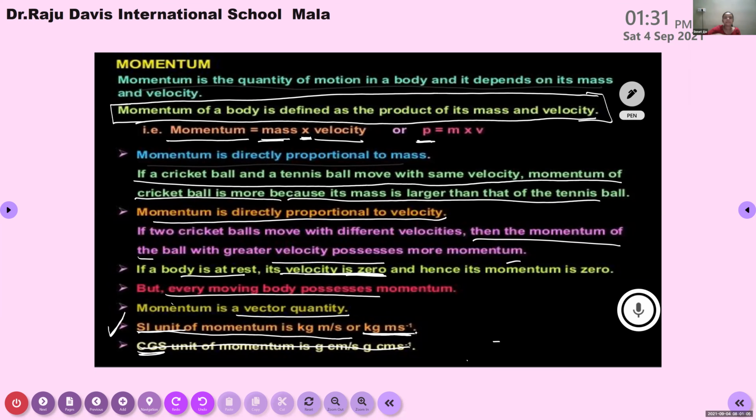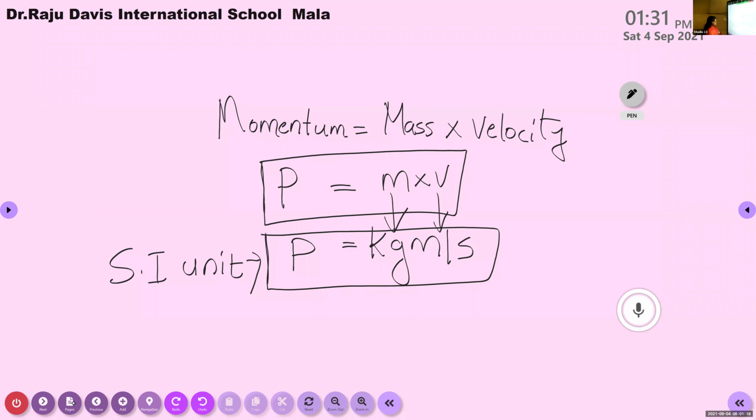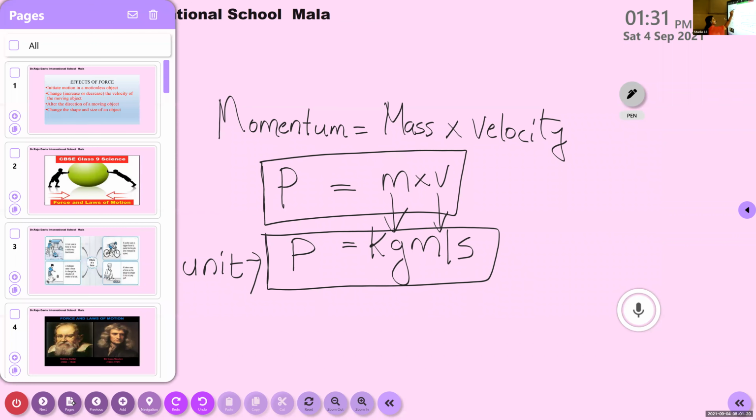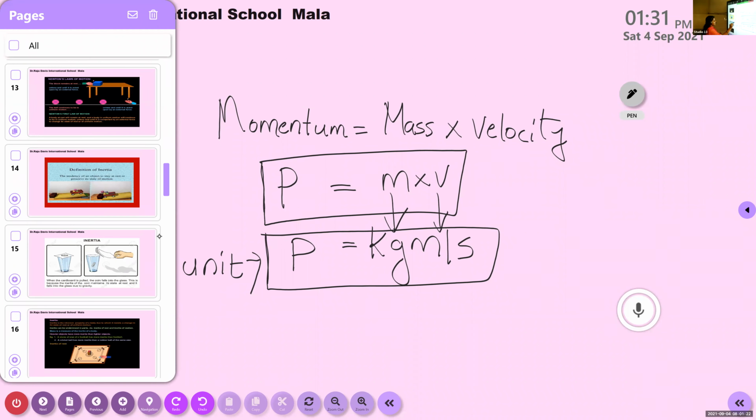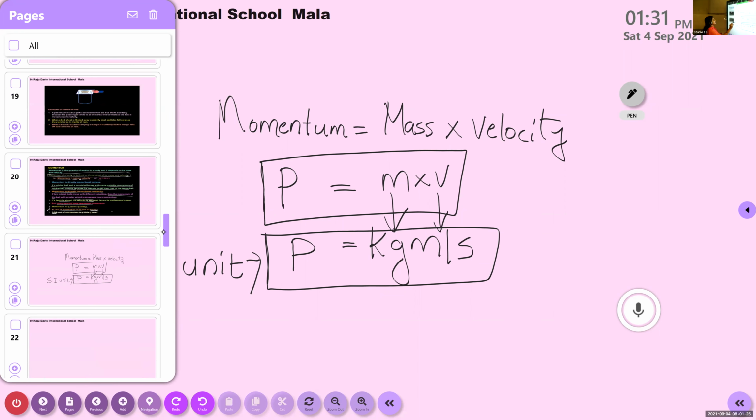Yes, ma'am. Okay. So now I hope that all of you get an idea about momentum. So we can move to Newton's second law of motion. All of you write the next heading: Newton's second law of motion.